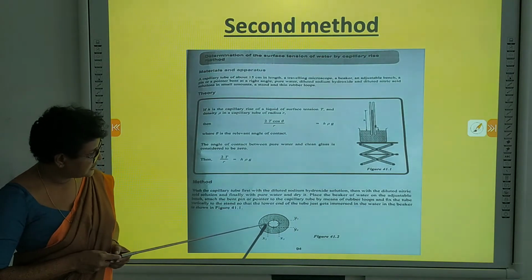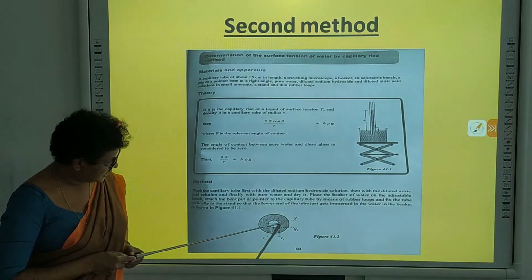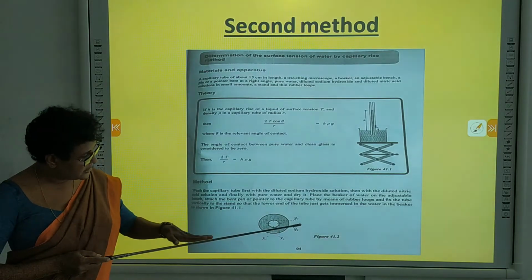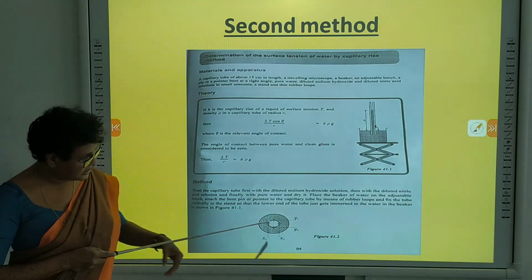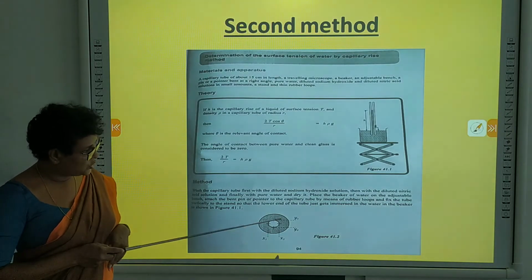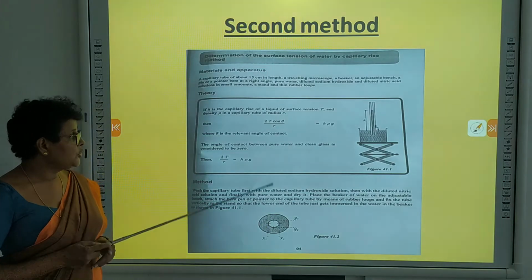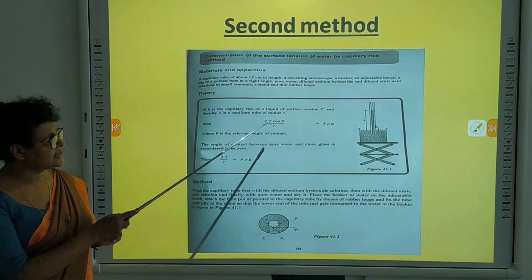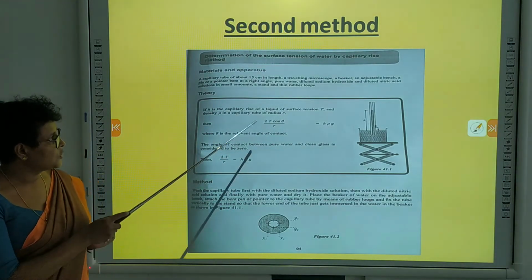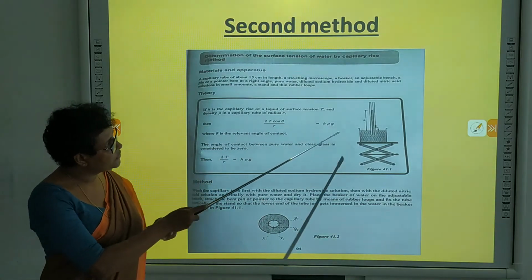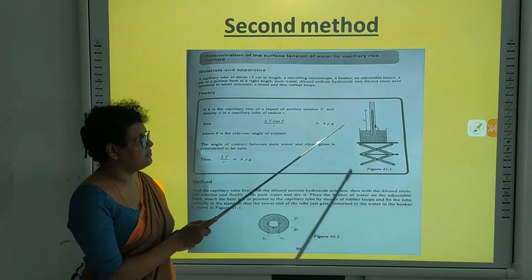Again focus here, then this is the horizontal diameter of the capillary tube. Add these two and get the average to be more precise, right? Now you know r, right? Cos theta is 1. So now you can measure h also from the traveling microscope.